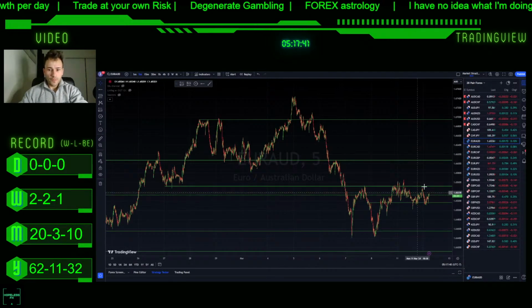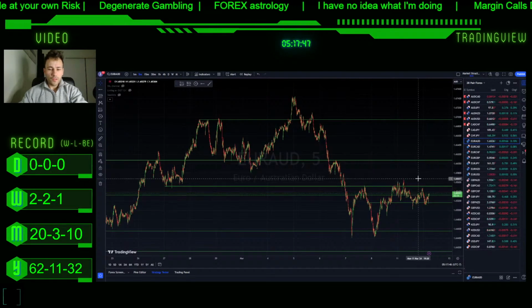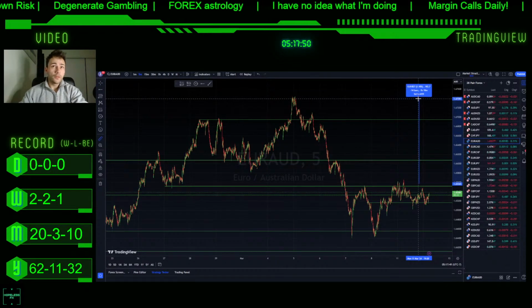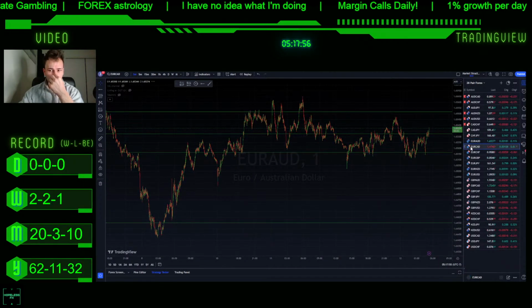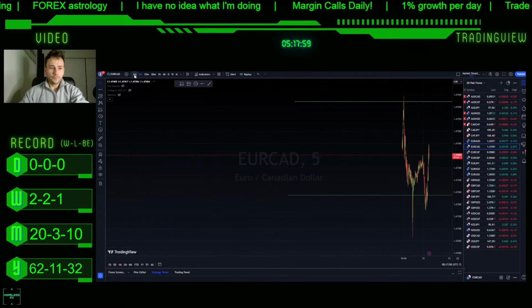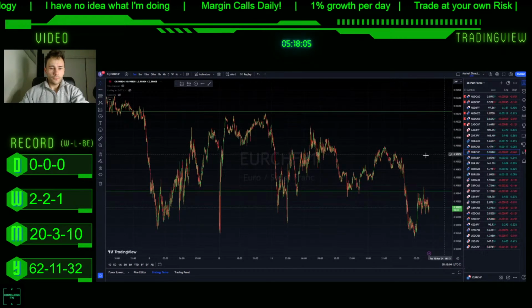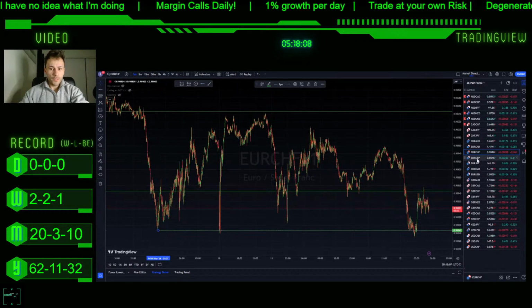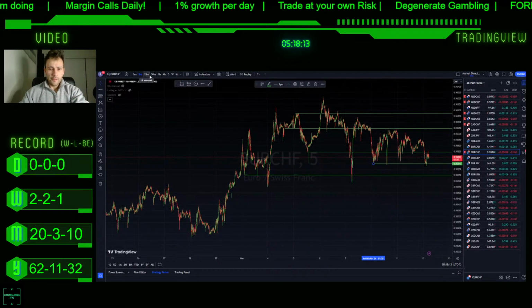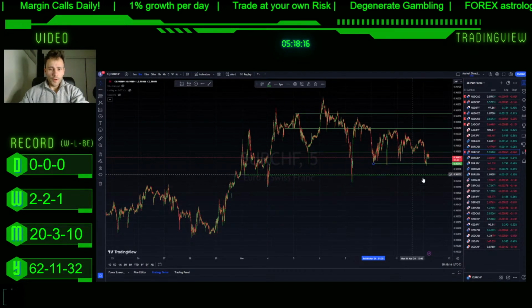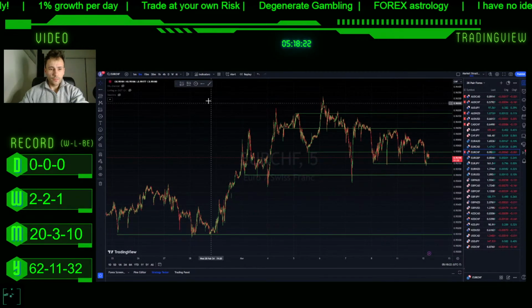EURAUD could be an opportunity for a sell up here. Again, a little worried though. There's lots of space for it to continue much higher. EURCHF looks pretty good. Could potentially get into a position as price starts to come down.